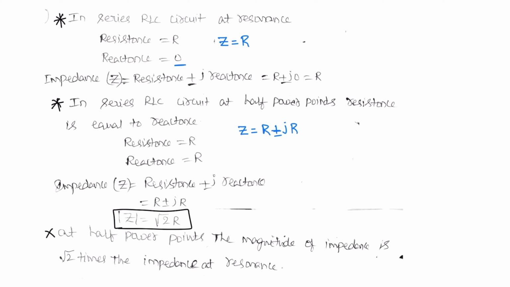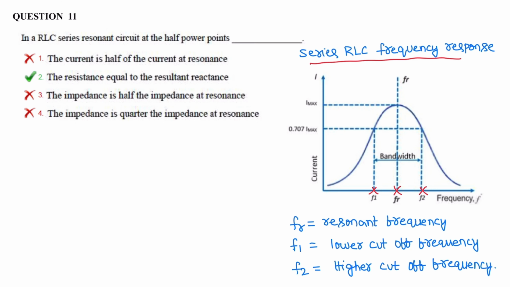At resonance, total impedance Z is equal to R, that is resistance. At half power points, impedance Z is root 2 times the resistance. The correct answer is that the resistance is equal to the resultant reactance. In a series RLC circuit at half power points, both resistance and reactance are same.